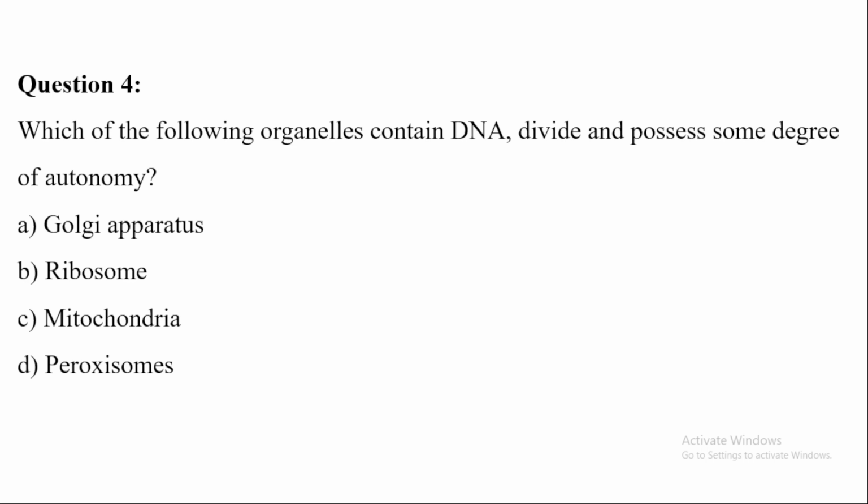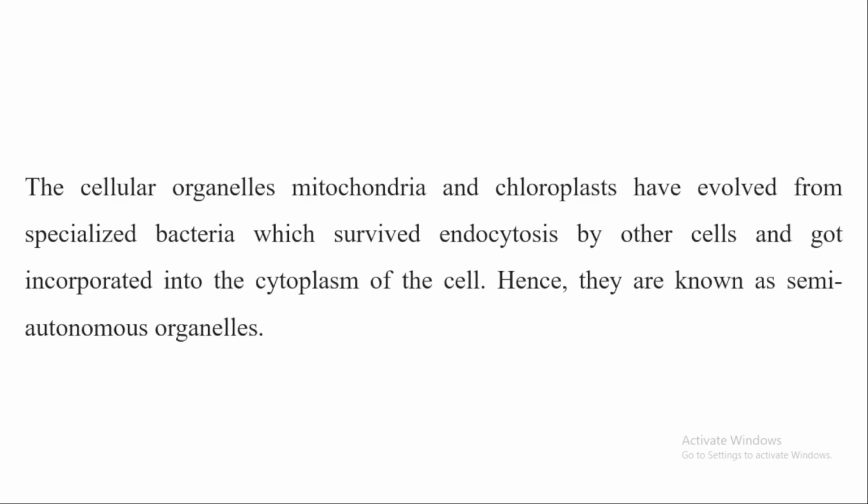So, mitochondria, it's a cellular organelle present in animal cells. Mitochondria have evolved from specialized bacteria. Actually, both mitochondria and chloroplasts. Chloroplasts are present in plants and mitochondria are present in animal cells. They both have evolved from specialized bacteria which survived endocytosis by other cells and got incorporated into the cytoplasm of the cell. Hence, they are known as semi-autonomous organelles.